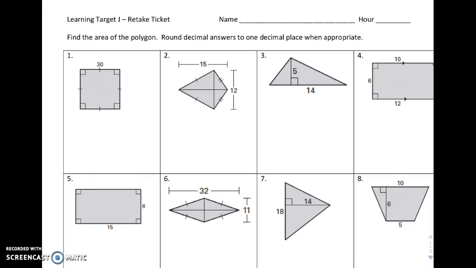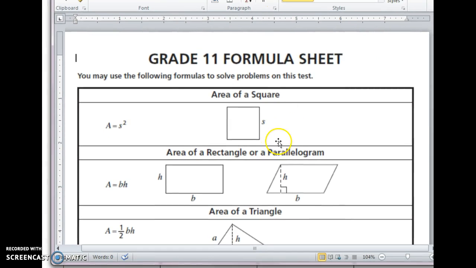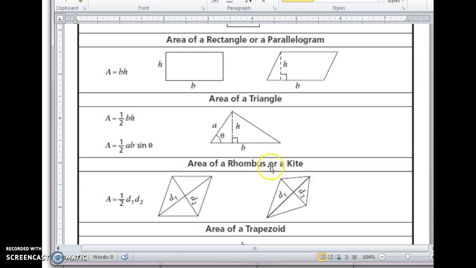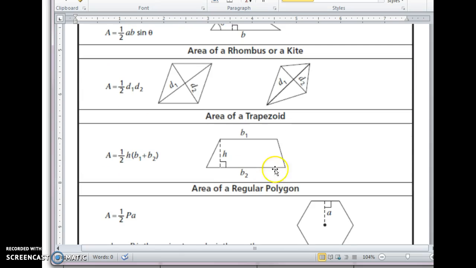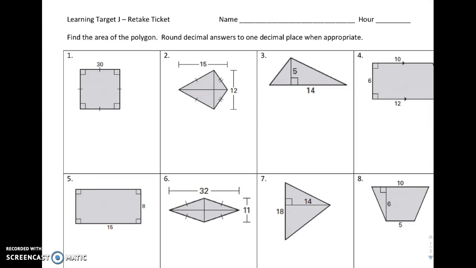This is the retake ticket for learning target J. Before we get started, I want to make sure that you have your grade 11 formula sheet for the MCAs. This is going to be the formula sheet that we want to have out anytime we're doing an area type question. Let's take a look at what we got here. I'm going to do a couple examples.